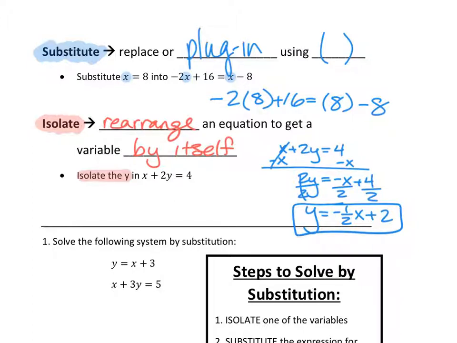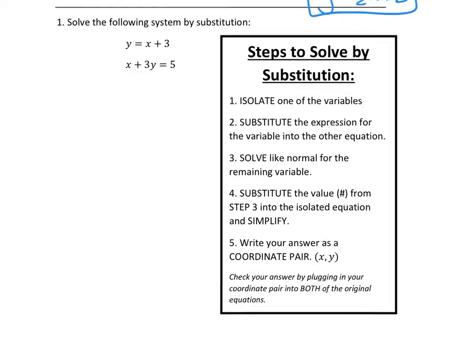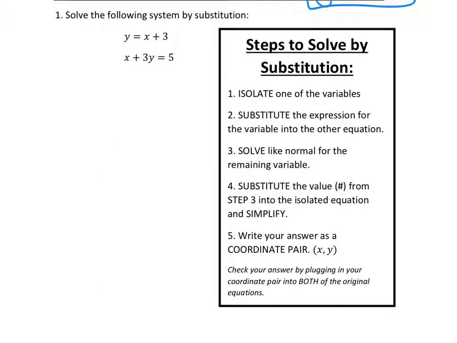Now, these are a little bit more complicated questions, so much so that I want you to not be writing down with me. I want you to put your pencils and highlighters down. I want you to watch me solve this system by substitution, and then I'll give you a chance to write it all down. But if you're trying to write and listen at the same time, it's not going to work. So watch it happen. The first step to solve a system by substitution is to isolate one of the variables.